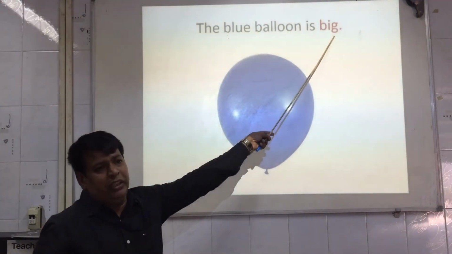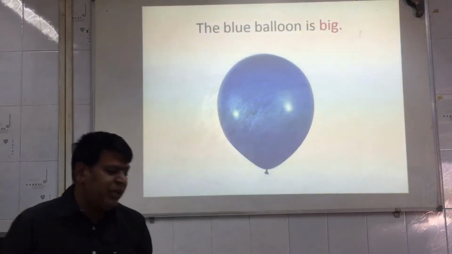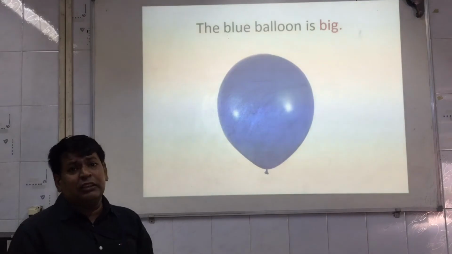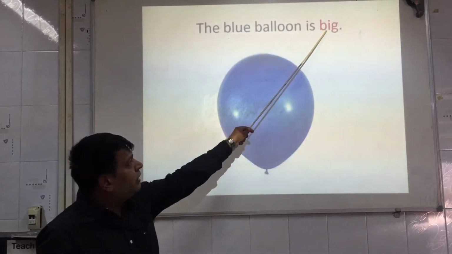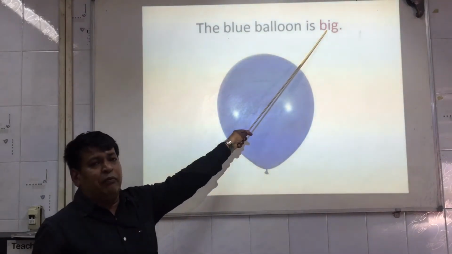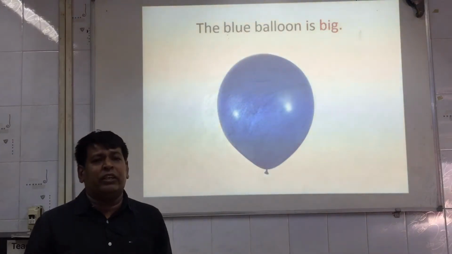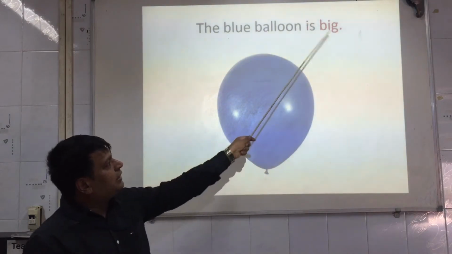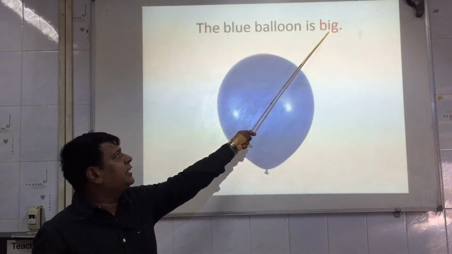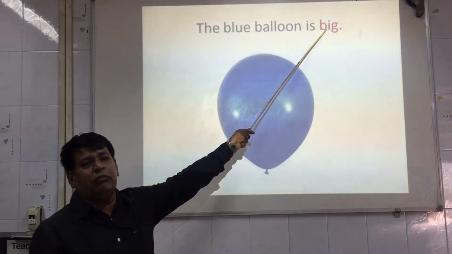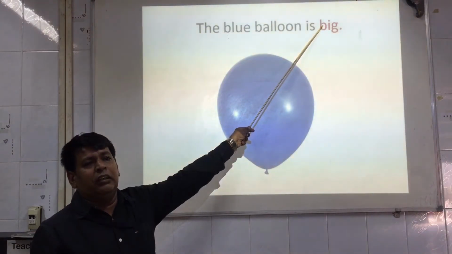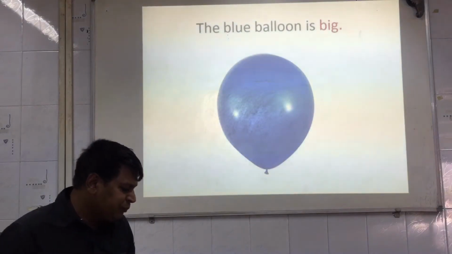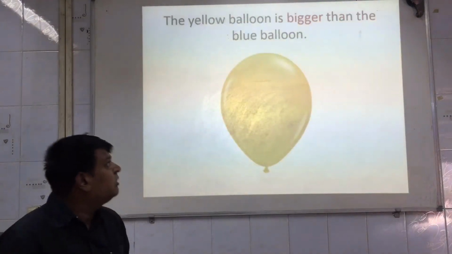Now here the adjective big does not compare the blue balloon with anything else. Why? Because the big here is the base form and base form does not compare with anyone. So it will remain the same as it is, big, because it is the base form. Big is the base form and base form does not compare with anyone else. Clear, students? See the next pic now.